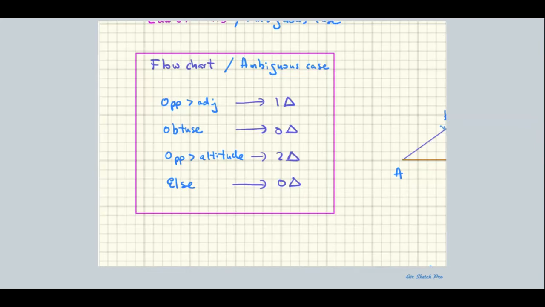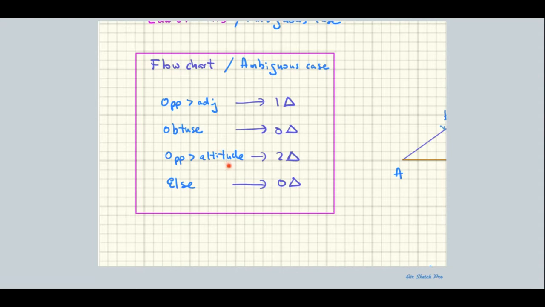If we have an opposing pair, we identify the opposite side and check to see if it's bigger than the adjacent side. If that's the case, whether the angle you have is obtuse or not, you'll get one triangle. If the angle is obtuse, and that's not the case, well, you're not going to be able to get a solution at all. So we're going to check the opposite against the adjacent, and we're going to check the opposite against the altitude.